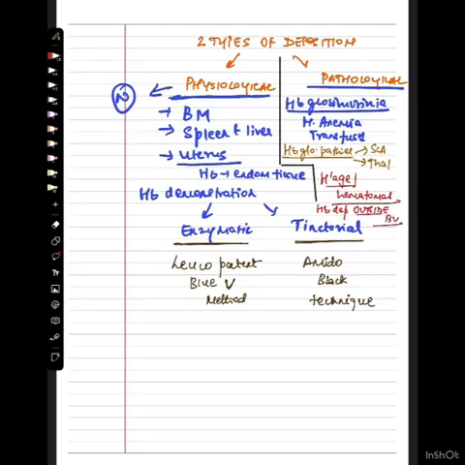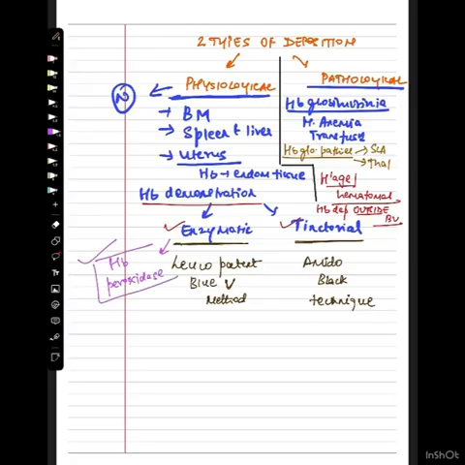Now hemoglobin demonstration happens through two major methods. One is enzymatic, another is tinctorial. So the enzymatic method primarily relies upon the activity of the enzyme hemoglobin peroxidase. It relies upon the activity of this hemoglobin peroxidase, and this is a relatively stable enzyme. So based on this, we have the leukoplatin blue V method for hemoglobin.